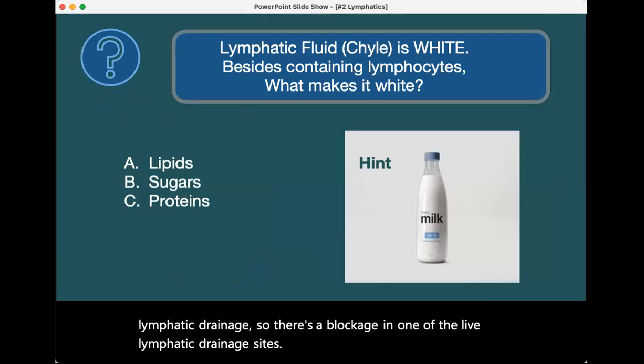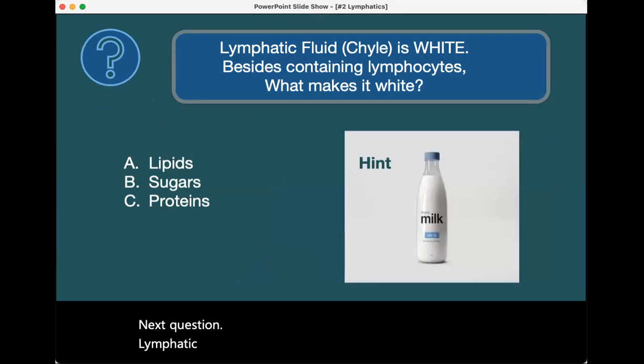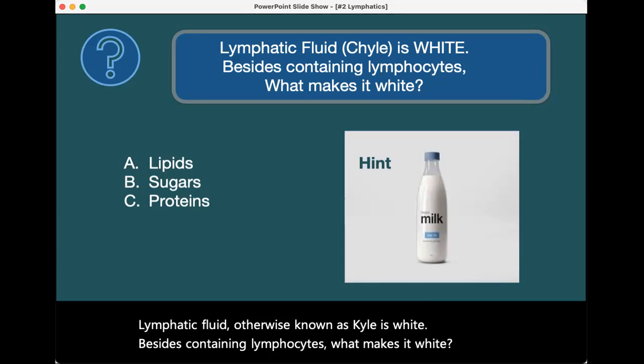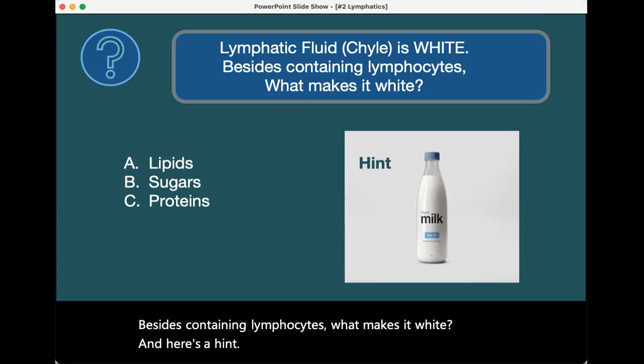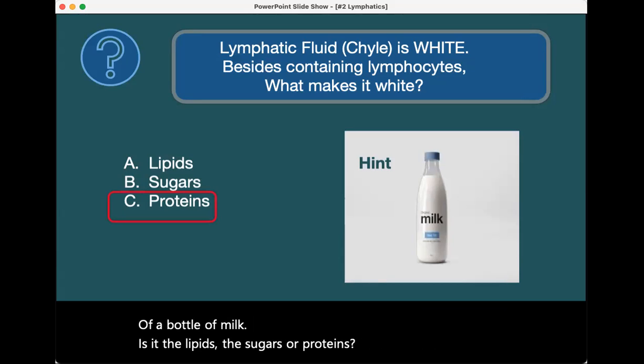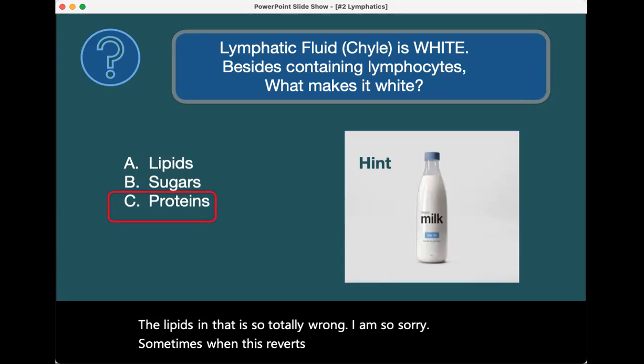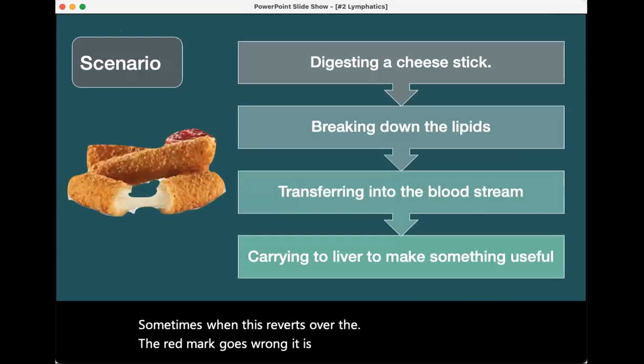Next question. Lymphatic fluid, otherwise known as chyle, is white. Besides containing lymphocytes, what makes it white? Here's a hint, a bottle of milk. Is it the lipids, the sugars, or proteins? Answer, it's the lipids, and that is so totally wrong. I am so sorry. Sometimes when this reverts over, the red mark goes wrong. It is actually from lipids.